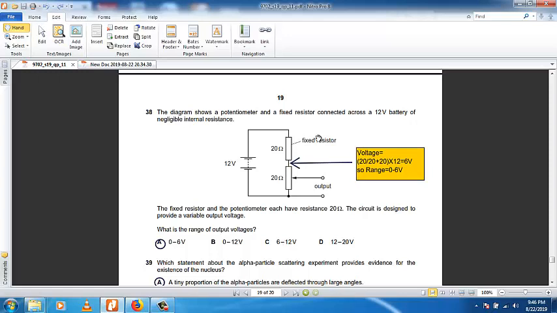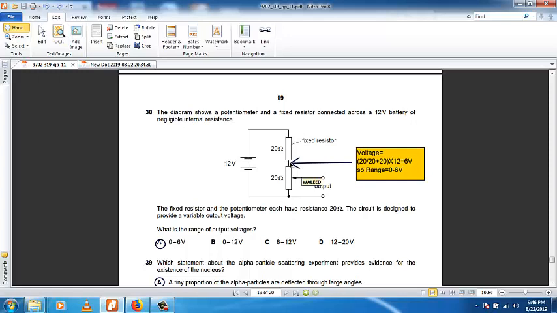The diagram shows question 38. The diagram shows a potentiometer and a fixed resistor connected across a 12-volt battery of negligible internal resistance. The fixed resistor and the potentiometer each have resistance 20 ohms. The circuit is designed to provide a variable output voltage. What is the range of the output voltage? You just have to find the voltage over here. It's 20 ohm divided by 20 plus 20, times the total voltage 12. So this becomes 6 volts.